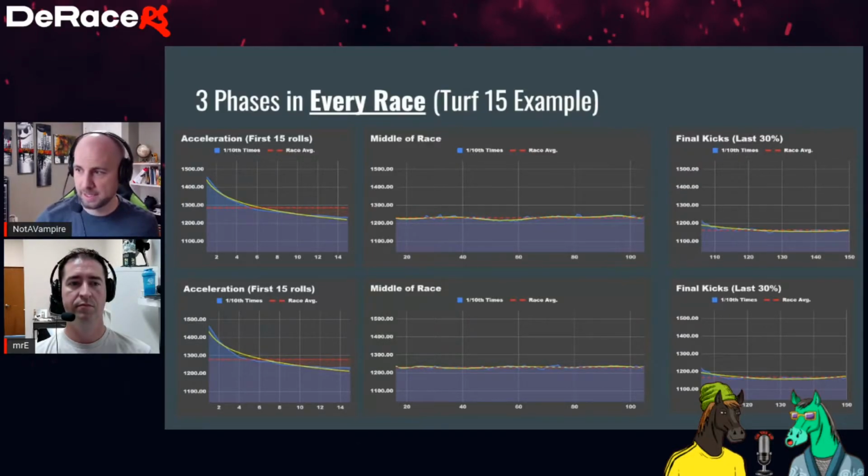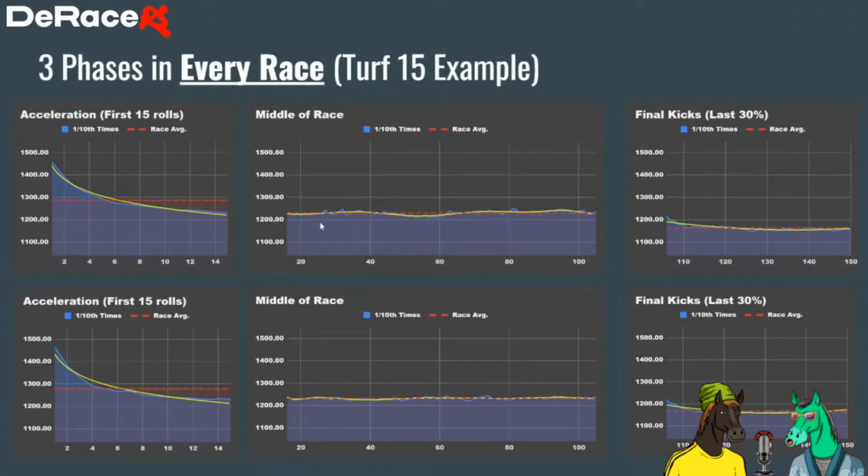And what's fascinating is here in this Turf 15 example, you're going to see very similar trails. Both horses have this nice line as you're accelerating. You get to the middle stage and it continues to be relatively flat. And then as you get towards the final 30%, you see, again, a bit more acceleration with a little bit of a pull up. I'm hoping that that is evidence to give us the ability to start studying stamina.